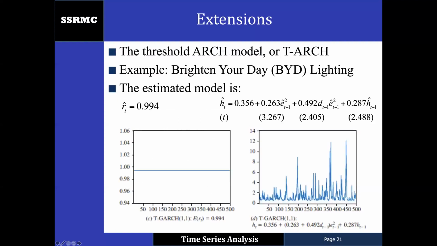So that means if we have negative news, the response actually is quite big, it's 0.492, on top of this 0.263. So for good news, our response is 0.263, but if it's negative news, it will be 0.492 more. So that's the explanation of this estimation, and the estimated variance are given here as well.